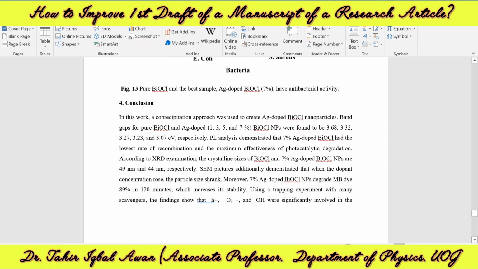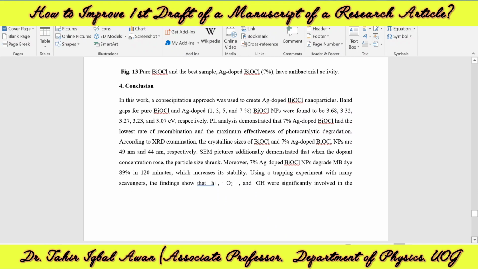And then if you see the conclusion, the conclusion is somehow the summary actually. So again, if you are writing that in this work a preparation approach was used to create this, you should say that you have successfully synthesized the sample using this concentration, and then what the achievement or the conclusion is. If you go to my previous session on the conclusion, what the conclusion should be, that would be helpful for writing the effective conclusion.